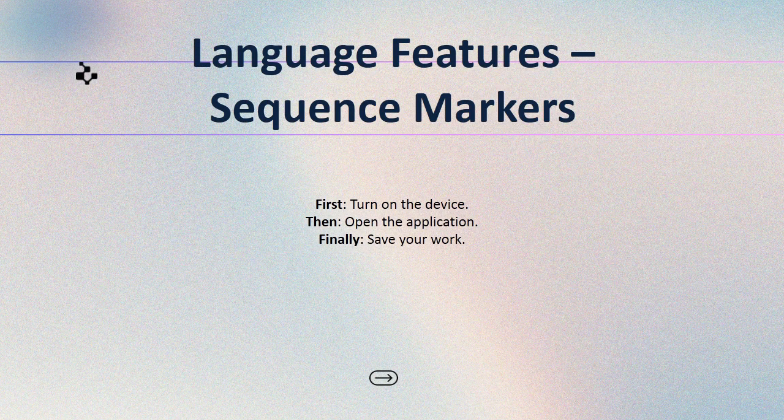The use of sequence markers is important. Why? Because they show the order of steps. For example, first turn on the device. Then, here it shows what action comes after, what action comes next. And as well you can use finally to show that this is the final step in the process or in the task.